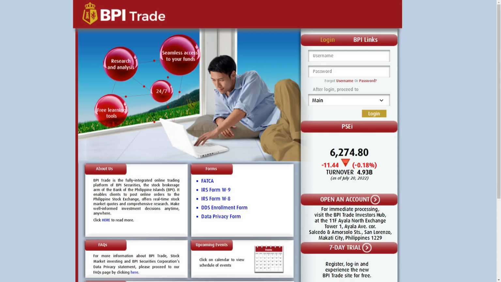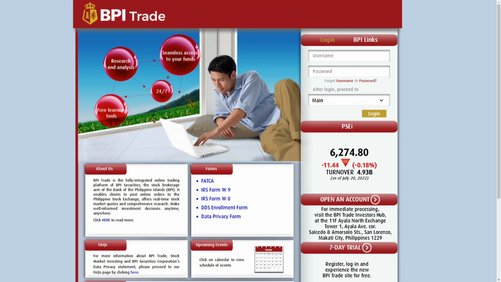Let's get started. So when you go sa website ng BPI Trade, ito yung una nyo makikita. So sobrang basic lang na homepage para sa website. So dito, lalagyan mo lang yung username mo and your password, assuming na meron ka ng BPI Trade account. And para makapag-open ka ng BPI Trade account, ang requirement lang essentially is a BPI bank account and I think 2 IDs yung kailangan nila.